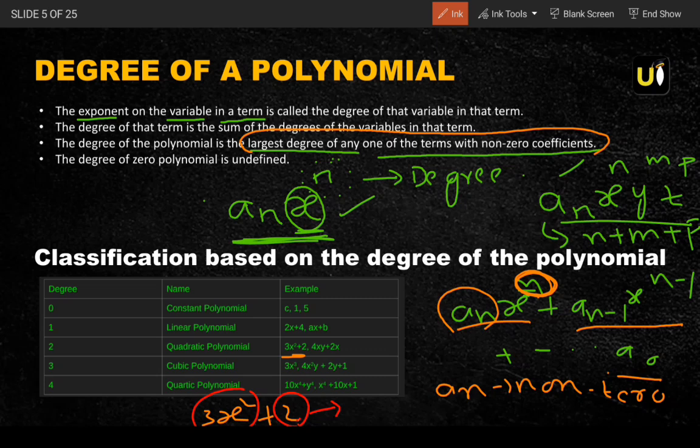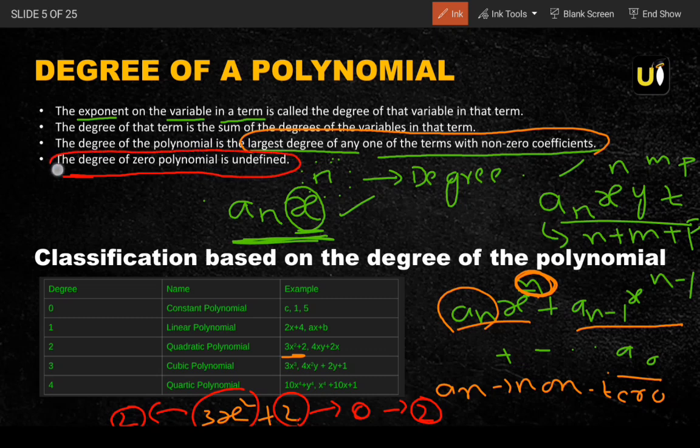And last point, the degree of a 0 polynomial is not defined. Remember this point. The degree of a 0 polynomial is not defined. What is a 0 polynomial? A 0 polynomial is a polynomial which contains only 0 as the term. If the polynomial is having only 0 as the term, then it is defined to be a 0 polynomial. So the degree of that polynomial is not defined.